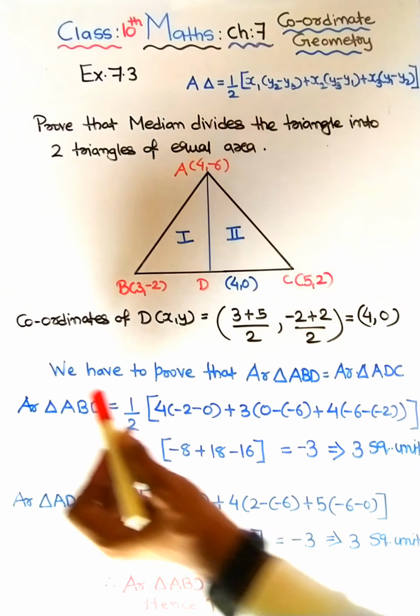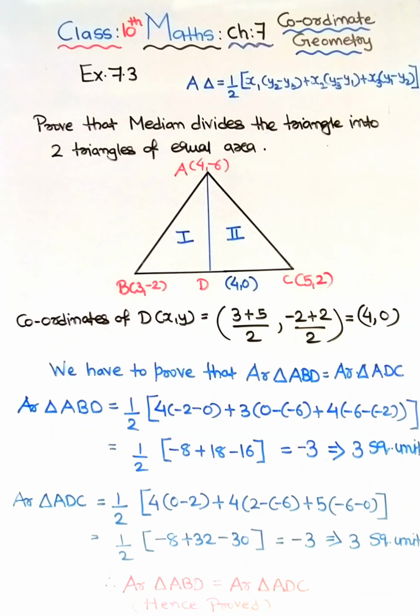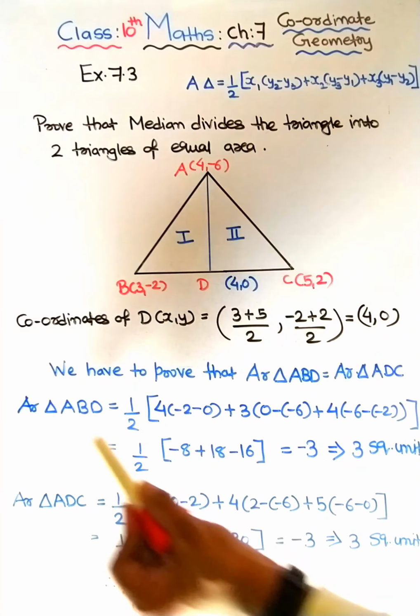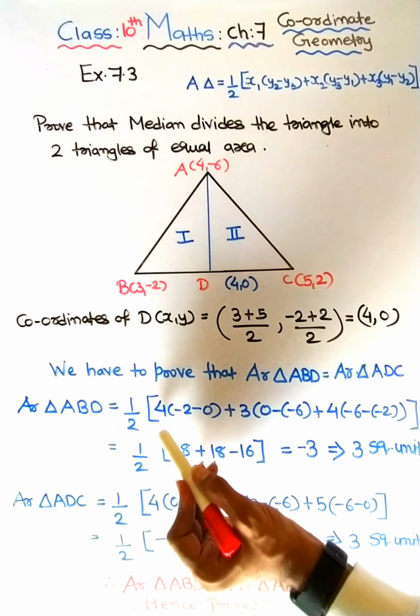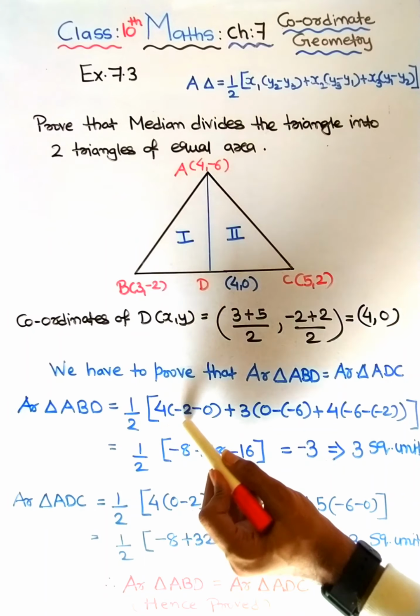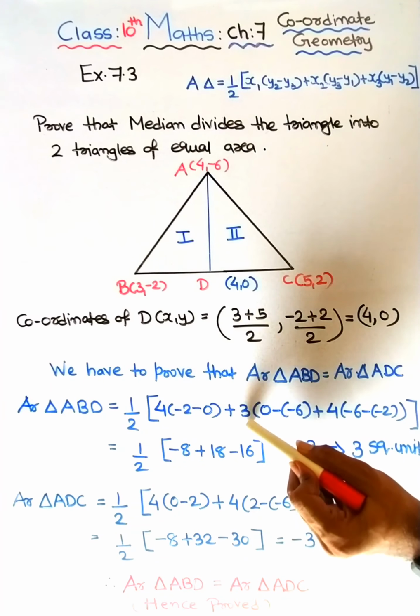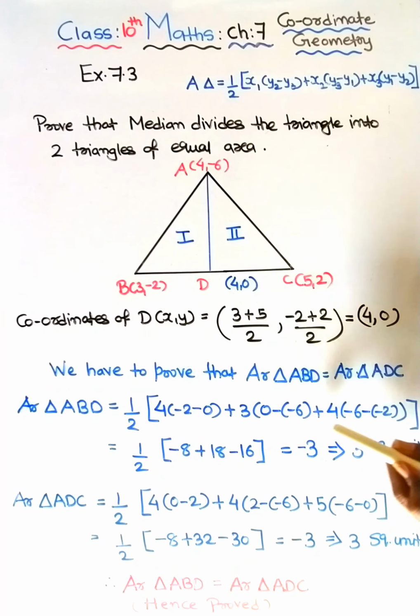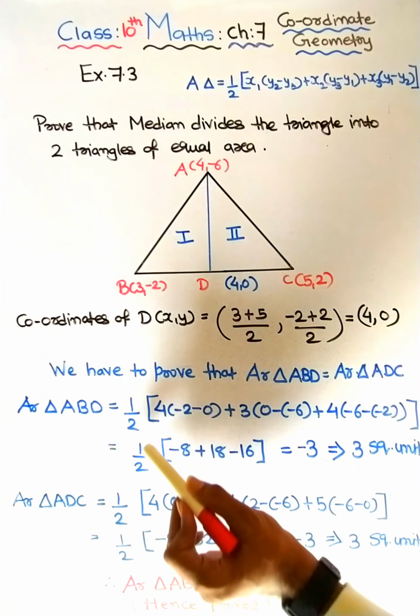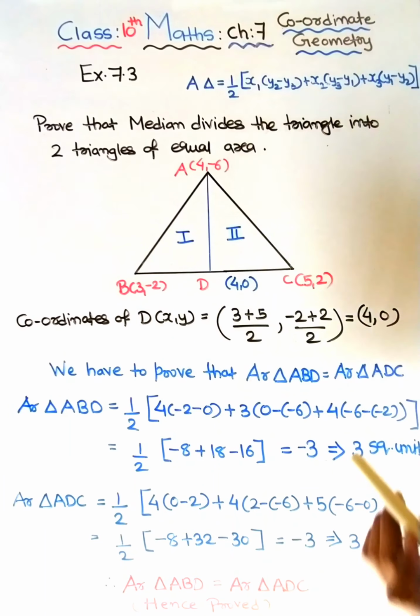So next let us prove that the area of triangle ABD is equal to the area of triangle ADC. Let us go for the first one. Area of triangle ABD is equal to half into x1(y2 minus y3) plus x2(y3 minus y1) plus x3(y1 minus y2). So all the values are put perfectly, and finally we get 1 half into (-8 plus 18 minus 16). The answer comes -3.